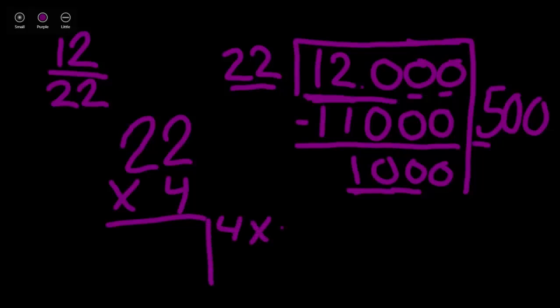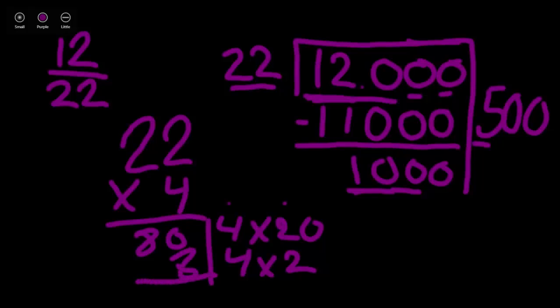First problem will be 4 times 20. Second problem will be 4 times 2. Simple problem in 4 times 20 is 4 times 2. That's 8. Add your 0. 4 times 2 is 8. So our answer is 88.